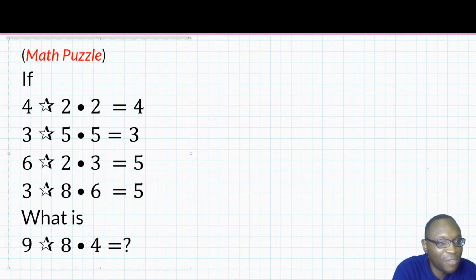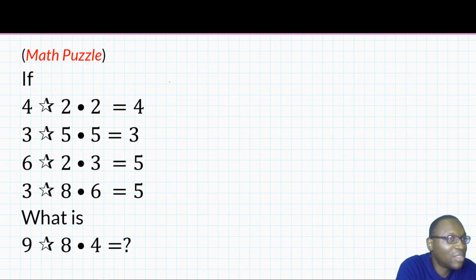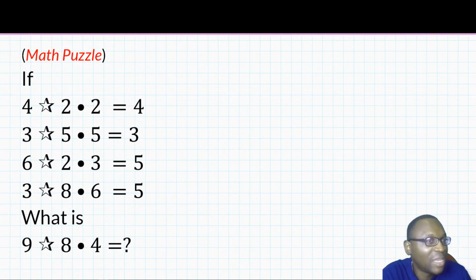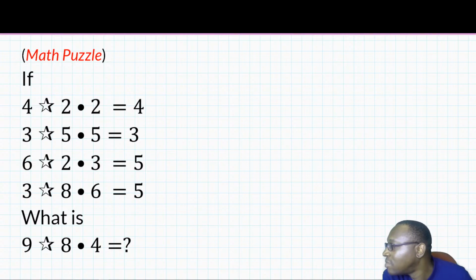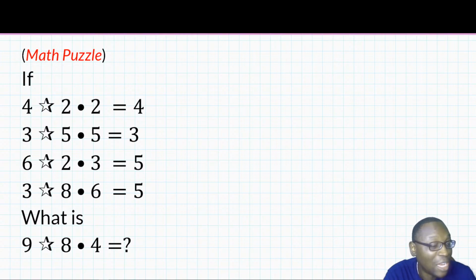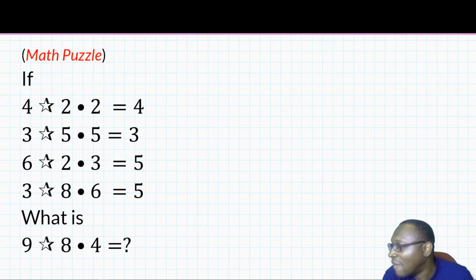Okay, so let's go ahead. I'm going to give you some time to think about this. It's actually not complicated. I tried not to make it complicated. I'll just give you a hint. The star represents an operation, and the circle represents another operation. 15. You're actually very close. Very close. Very, very, extremely close, actually.